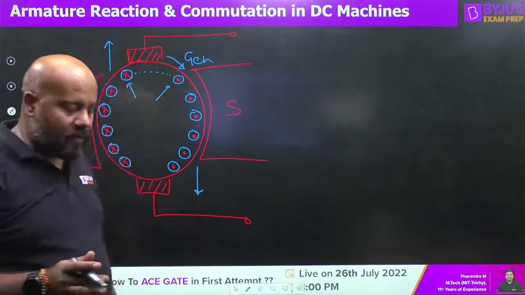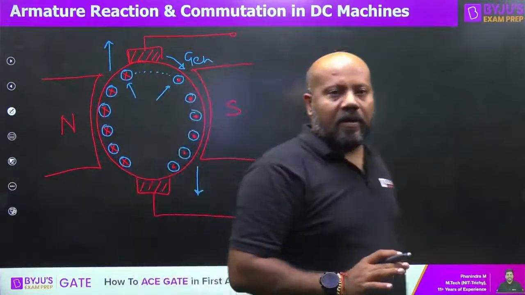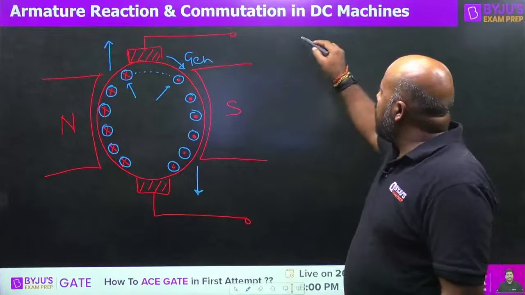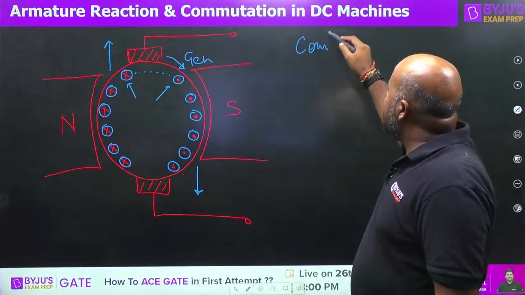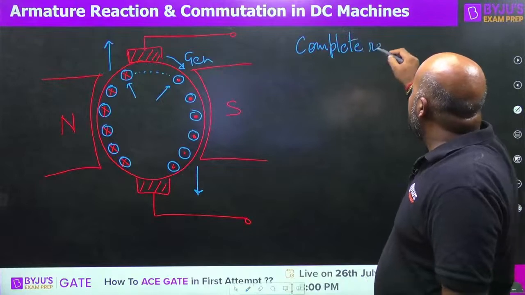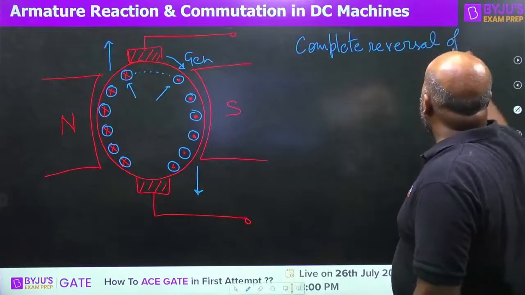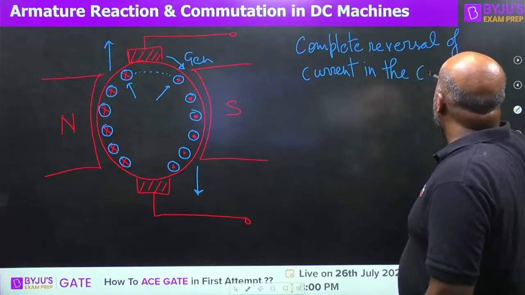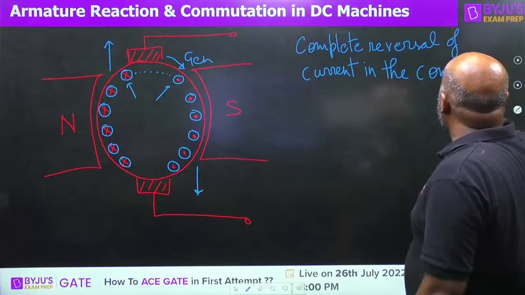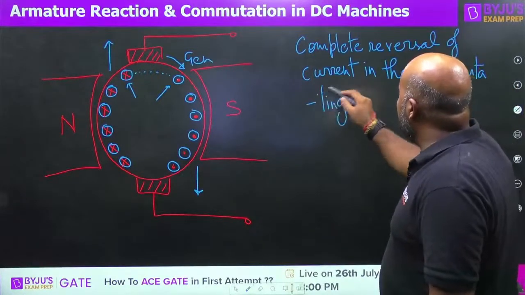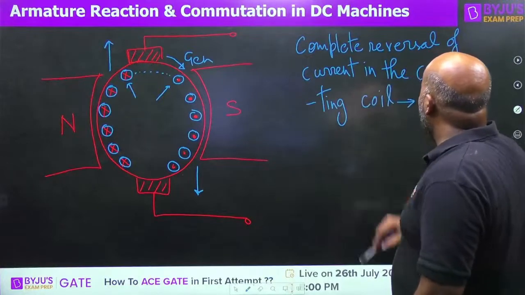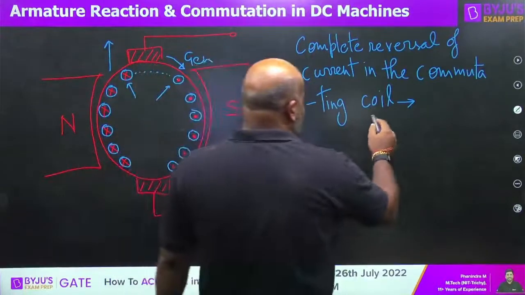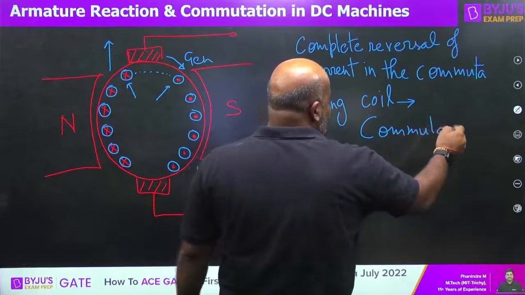Is it clear? Are you able to follow this? So my friend, this sudden, complete reversal of current in the commutating coil is called commutation. This is the process of commutation. I hope it is clear for all of you.